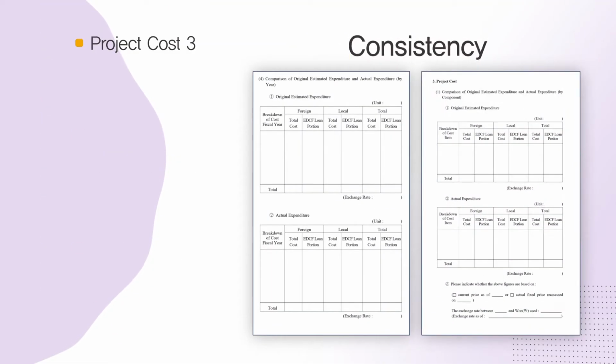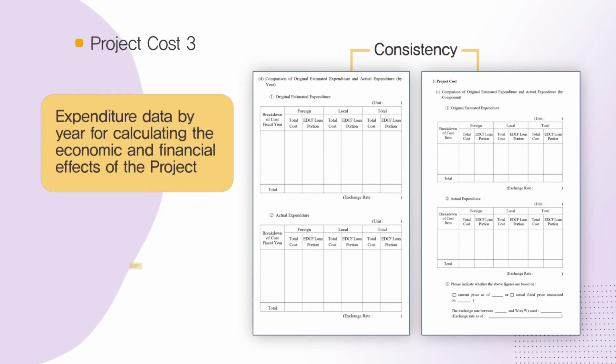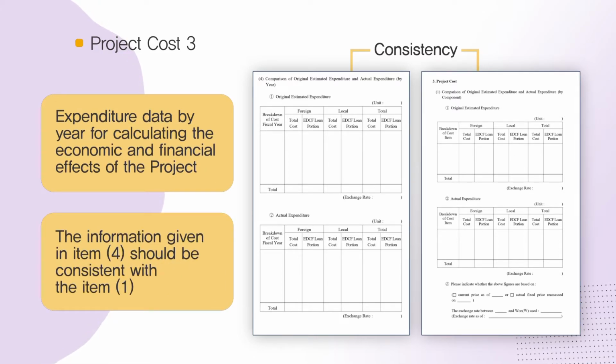While the preceding paragraphs 1 to 3 deal with the cost of the project by individual item, this paragraph deals with the data by year for calculating the economic and financial effects of the project. The totals in Table 1, Original Estimated Expenditure, and Table 2, Actual Expenditure, dealt with in paragraph 1, therefore should equal the totals in Table 1, Original Estimated Expenditure, and Table 2, Actual Expenditure dealt with here.